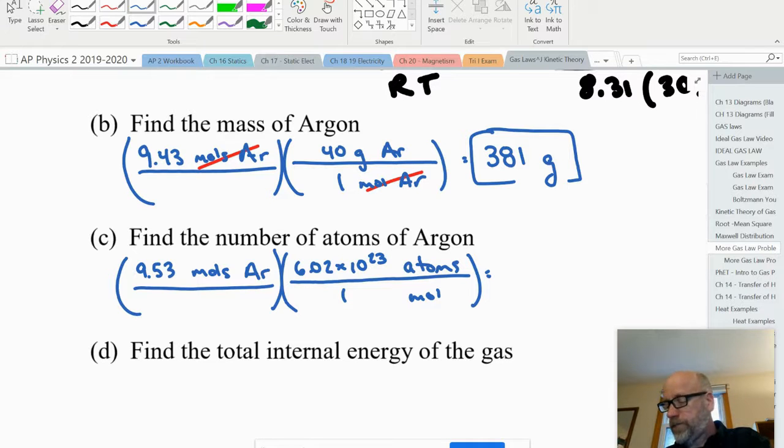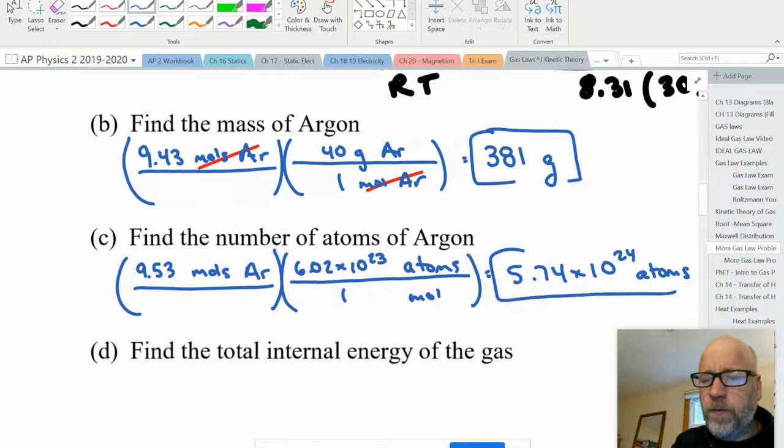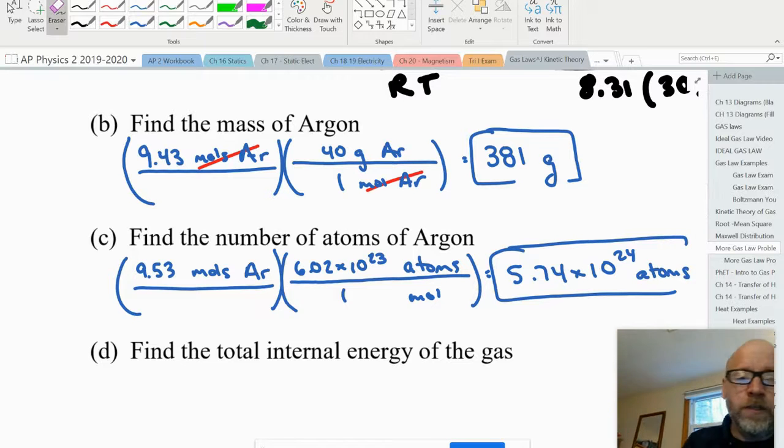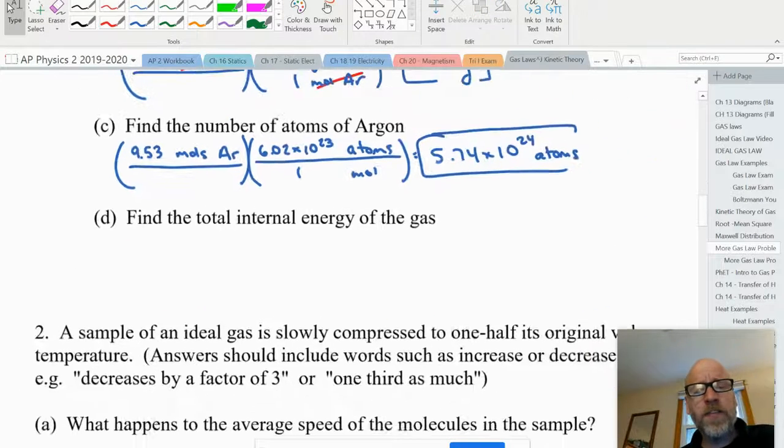Sorry. I got 5.74 times 10 to the 24. This isn't going well. Something tells me I'm not going to make it through this without making some major mistakes. Should have been 9.53. Oh, lastly, find the total internal energy of the gas.